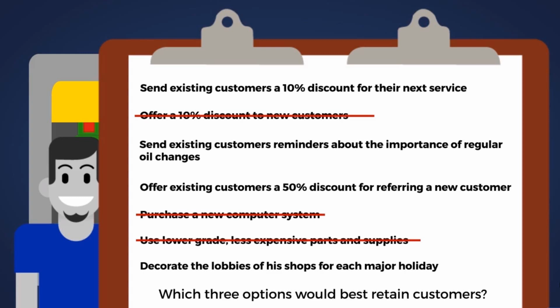away. Of the 4 remaining, 3 are targeted toward offering something to an existing customer. These 3, above decorating the shop lobbies, will help Brian retain customers. These scenarios do have an element of subjectivity, and if you overthink them, might be confusing. Remember to focus on the information in the scenario and the knowledge you have, and you'll be able to navigate these questions.